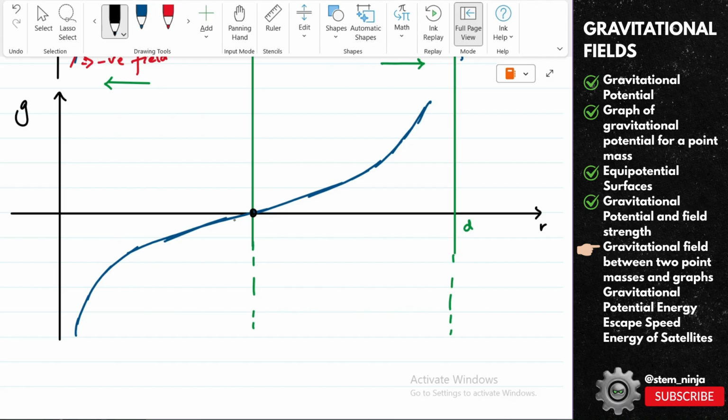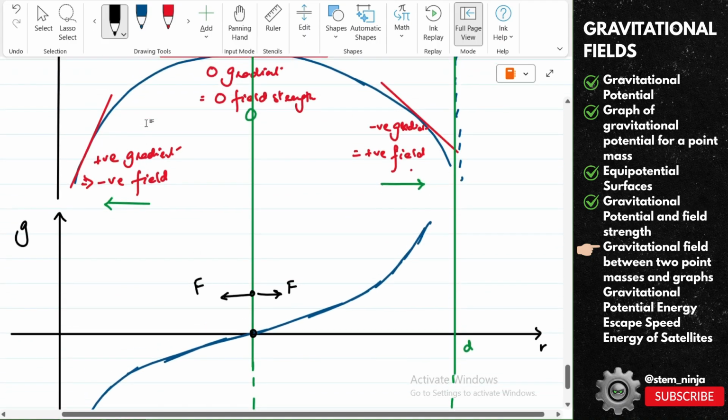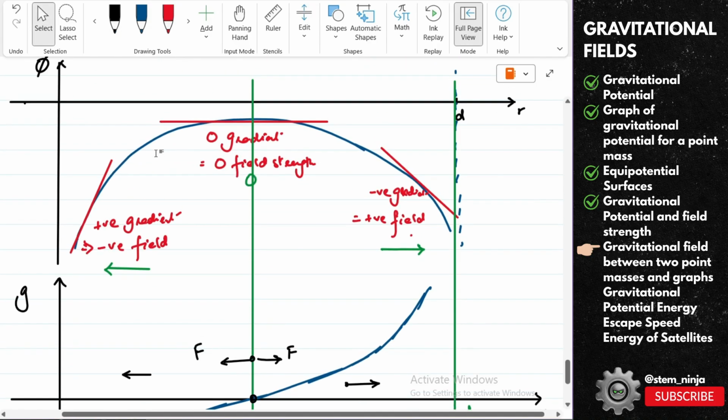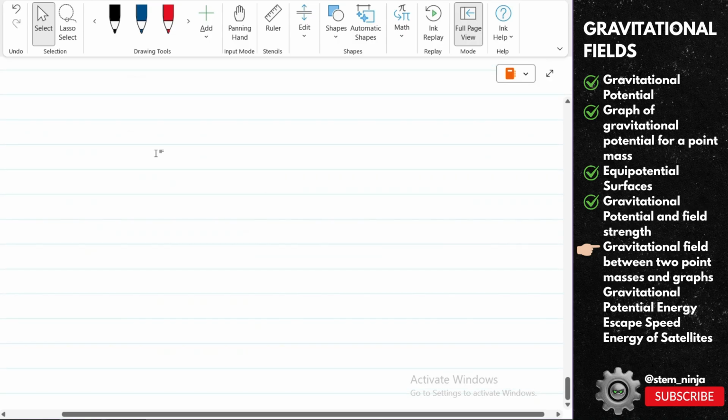Now notice the gradient of this is not 0, just the value of this is 0, because at this point the force directions are balanced. The net force is 0. And as we saw over here, positive gradient means negative field. This just means the net force is in this direction, and beyond that it is in this direction. But what if one of the masses is heavier? For example, you have Earth and the Moon.